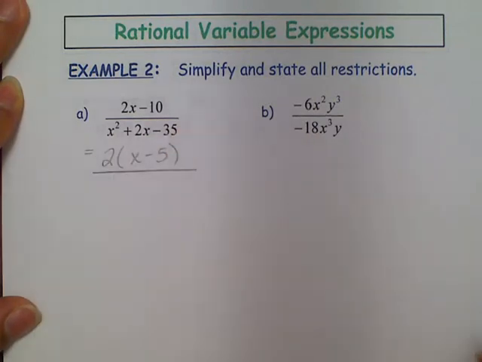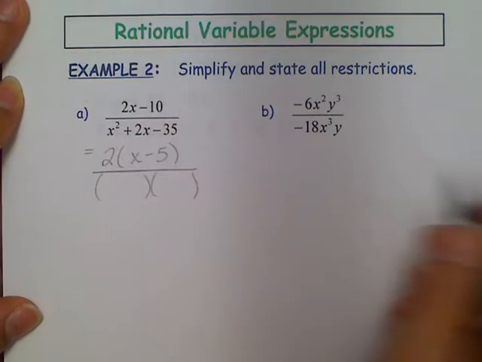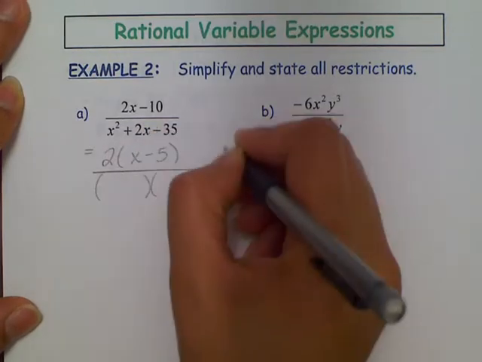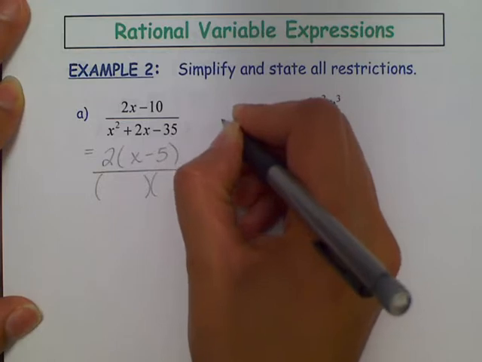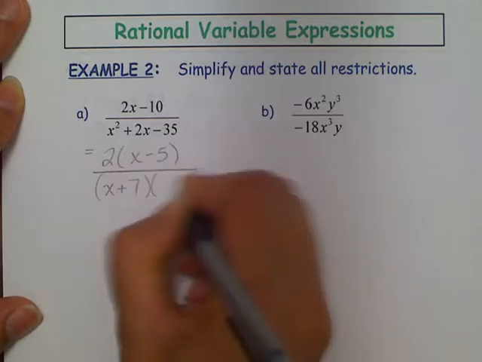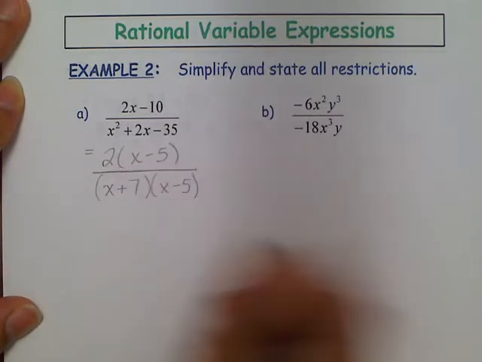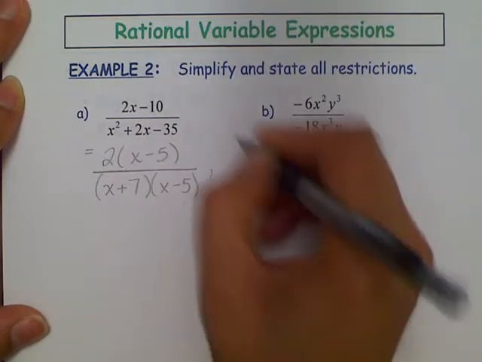In the denominator, we actually factored this earlier. It was a simple trinomial. I remember that the product was negative 35 and the sum was 2, and the two numbers were 7 and negative 5. So the denominator factors to x plus 7 and x minus 5. And at this point, because the denominator is in factored form, I can state the restrictions.